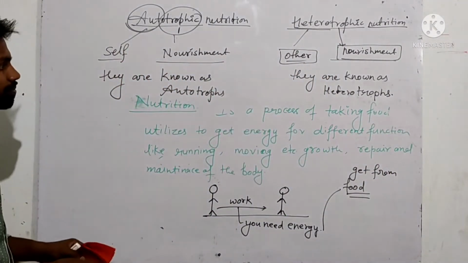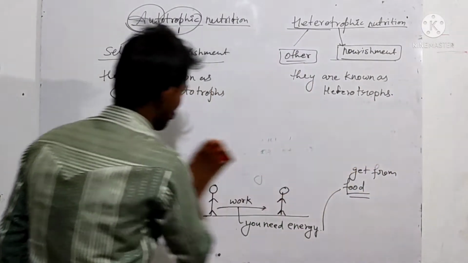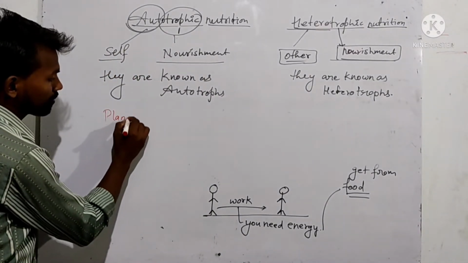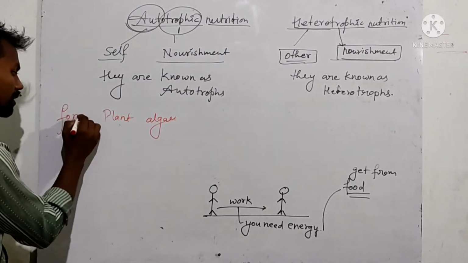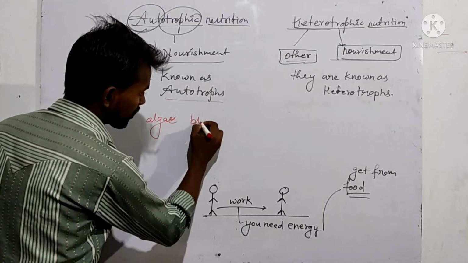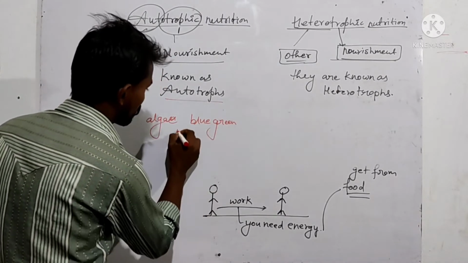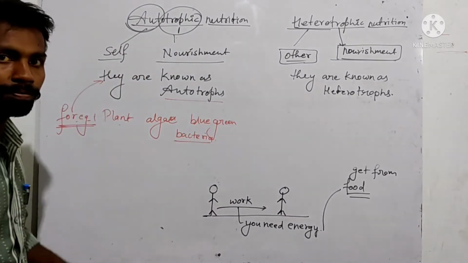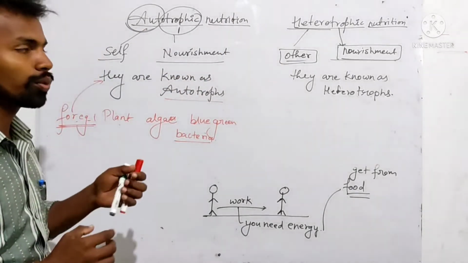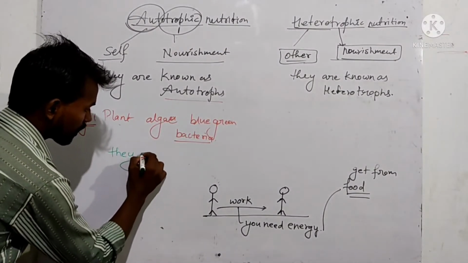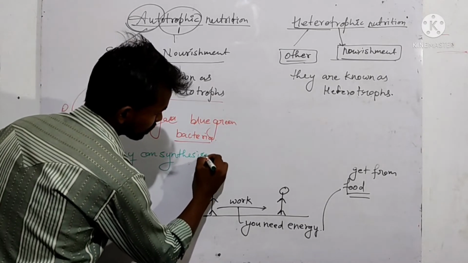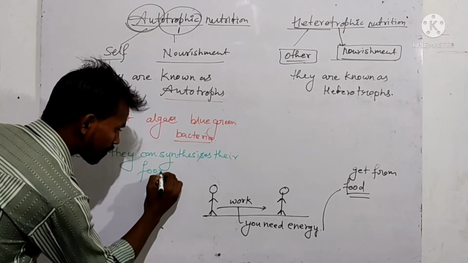For example, plants, algae, and blue-green bacteria are examples of autotrophs. These are the organisms that perform autotrophic nutrition because they can synthesize their food.